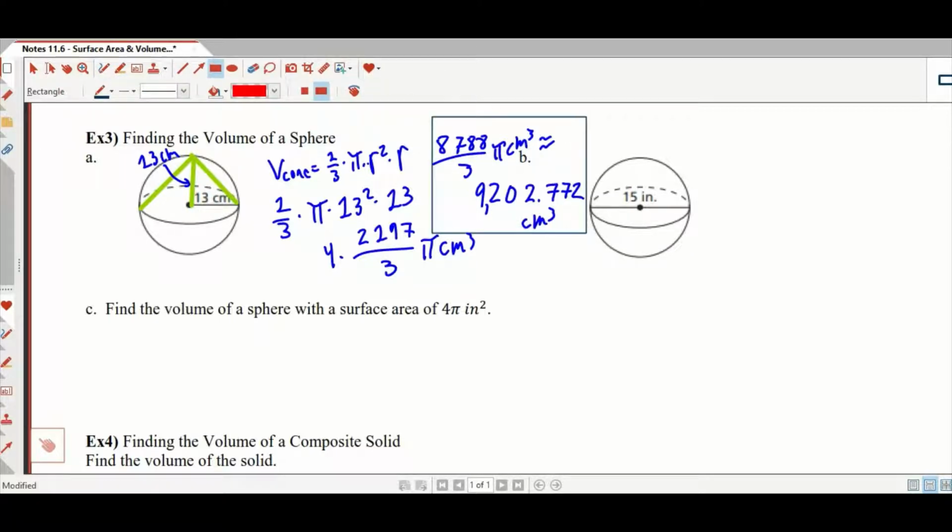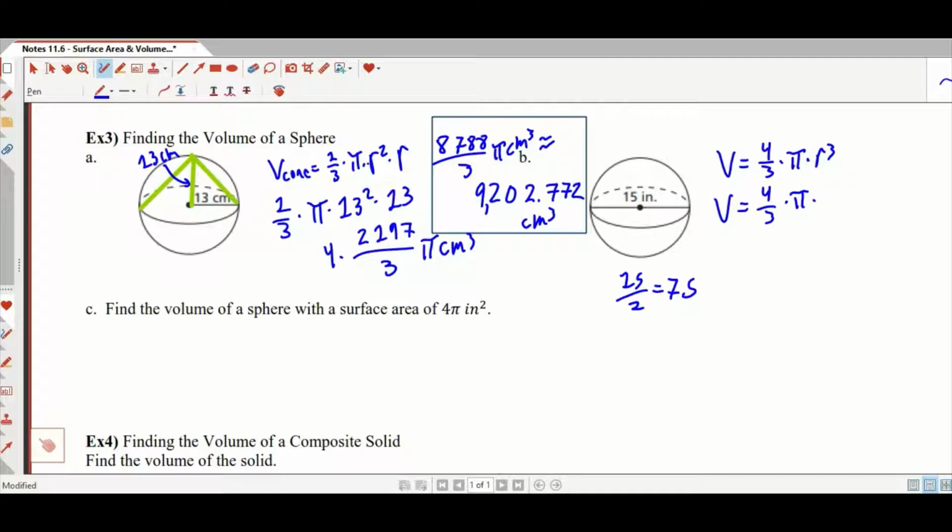If you absolutely hate that cone way of doing things, let's do it just through the formula. The volume of a sphere is 4/3 times pi times the radius cubed. And the radius in this case is half of its diameter, which was given to us, which was 15. 15 divided by 2 is 7.5, I believe. Let's just make sure I don't mess that up. Yeah, 7.5. So 7.5 cubed.